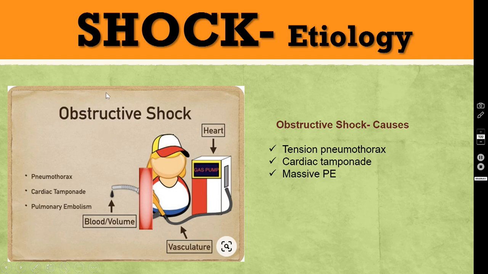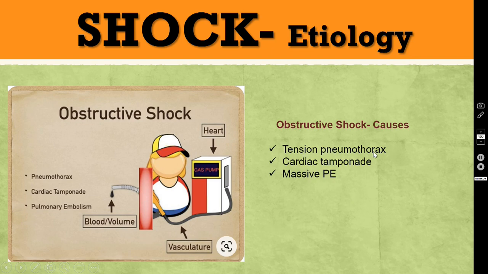Coming to obstructive shock, now the problem is not in the pump, but in the hose, the vasculature. There is some obstruction to the vasculature. This could be pneumothorax, cardiac tamponade, or massive pulmonary embolism. The circulation is obstructed.